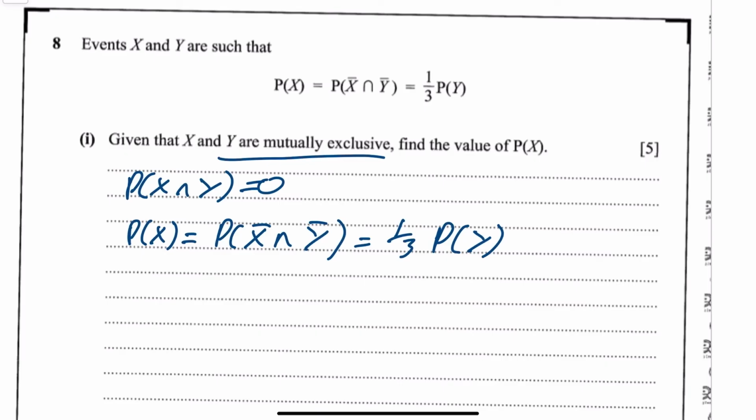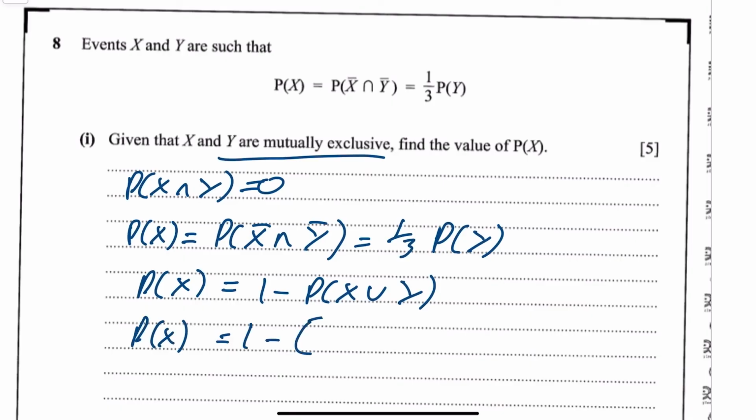And also, what do we know? Probability of X is then equal to, we're going to change this middle bit, 1 minus the probability of X union Y. So that's what that middle bit is. Okay, so we're forgetting about the Y at the minute. So that's probability of X is equal to 1 minus, in a square bracket, the probability of X union Y, which is probability of X plus the probability of Y minus the intersection.